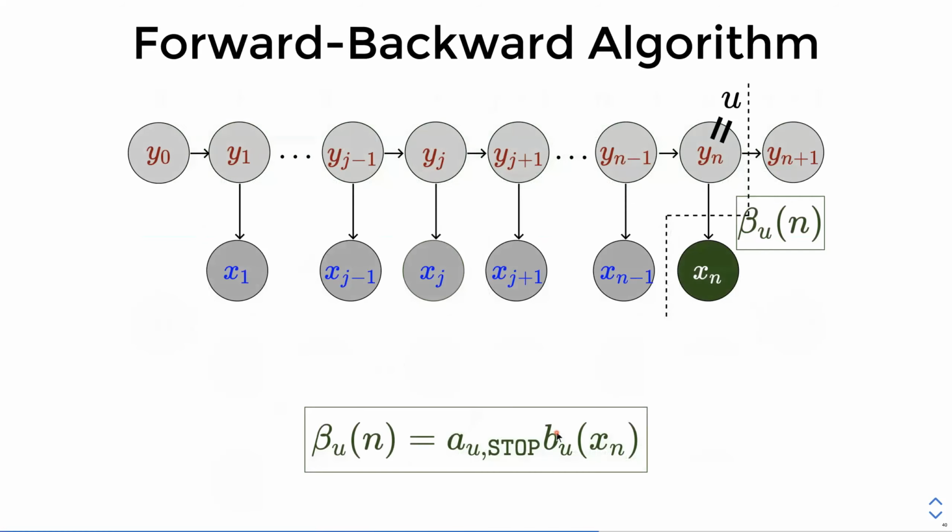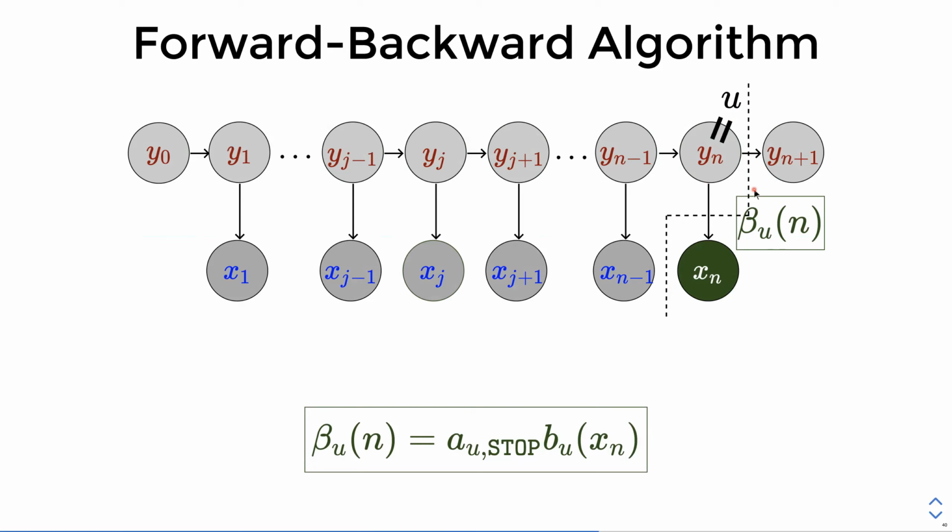Again, we can understand why we have this base case by looking at this graph. As we discussed before, we cut the network, we set the value for this guy to u, and this portion of the network gives me the beta. So let's see, what are the terms involved? There's a transition here, there's also emission. So that's why we have two terms here.